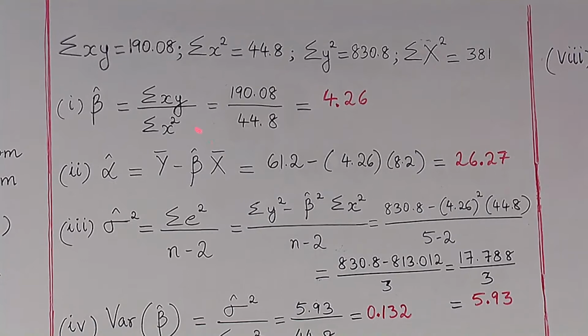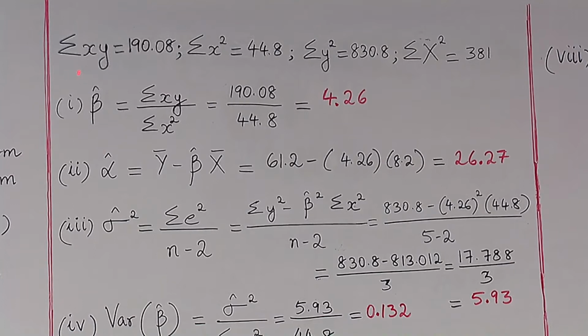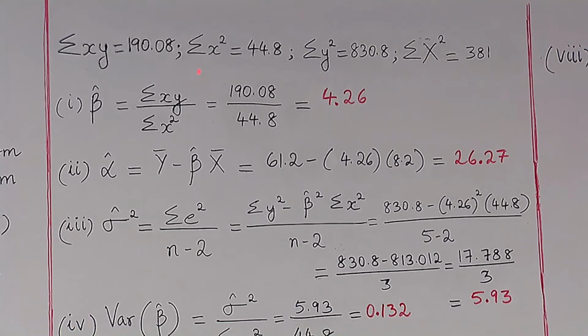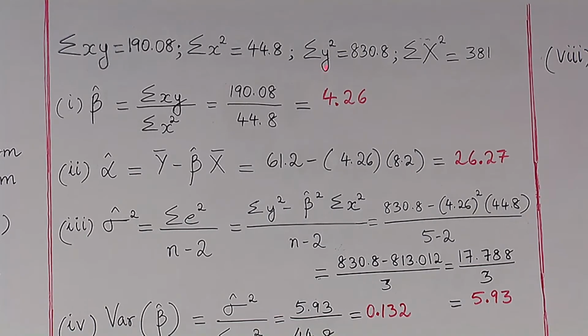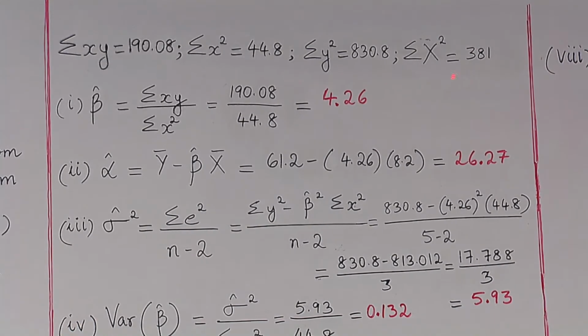Now, let us summarize the table. The sum of the small x y column is 190.08. The sum of the square of the small x column is 44.8. The sum of the square of the small y column is 830.8, and the sum of the square of capital X is 381. Using these calculated elements, we are going to estimate the coefficients and other estimates.